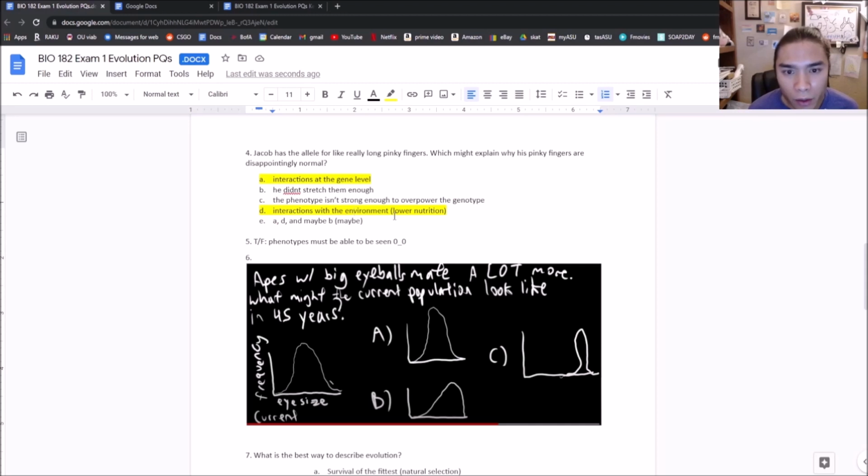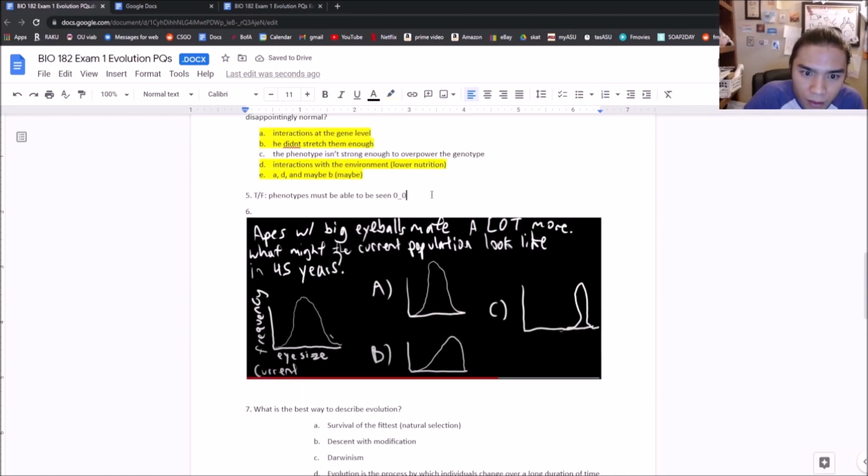So if he had lower nutrition, maybe that could have inhibited the growth of his long pinky fingers. And then he didn't stretch them enough. Well, I originally wrote that to be a stupid answer, but I don't know. It is kind of an environmental thing. Maybe if he stretched them more, that could have activated the expression of the gene, and then he could have had the long fingers. So it looks like it would be days.